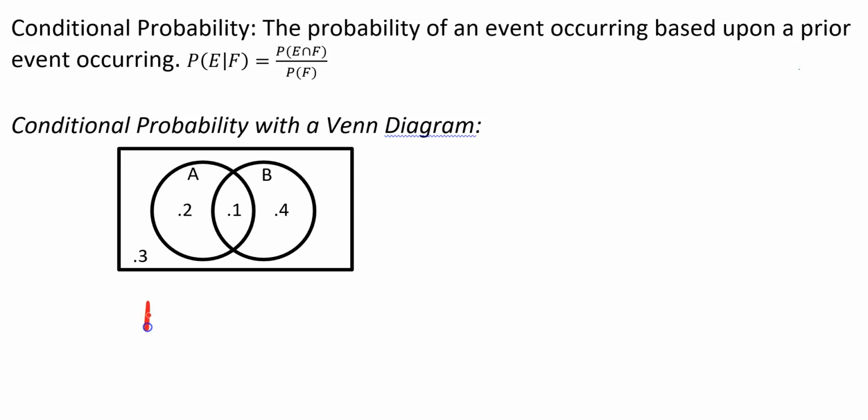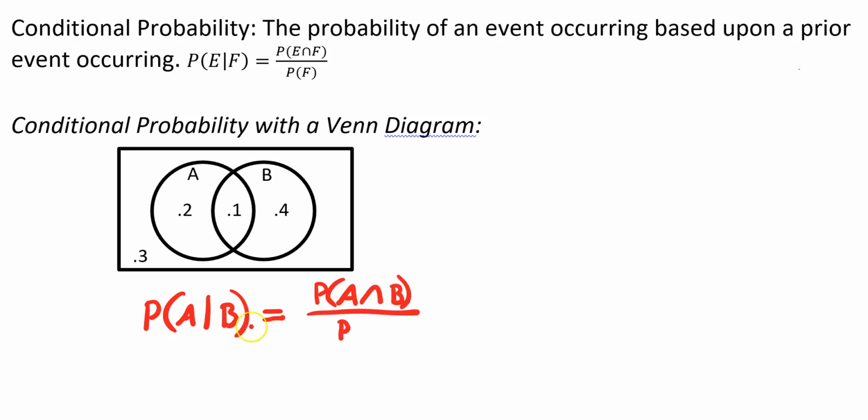So we're going to say the probability of A given B. This means we want to know the probability something is in A given that it has been in B. Well, we remind ourselves that we find the probability of the intersection of these two, so the probability of A intersect B, and we divide that by the probability of B.